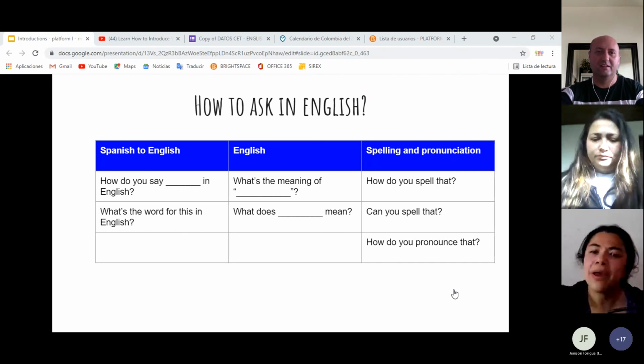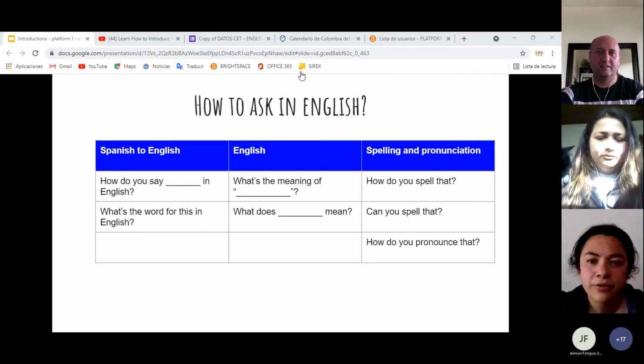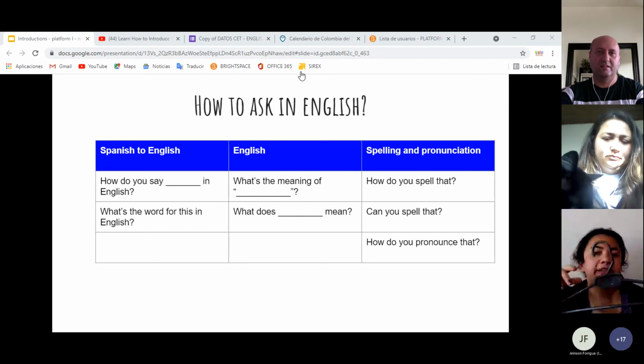A hanger. Can you spell that? Can you spell that in the chat box, please? How do you spell that? Can you type that in the chat box?